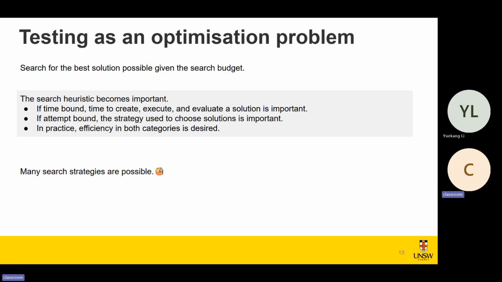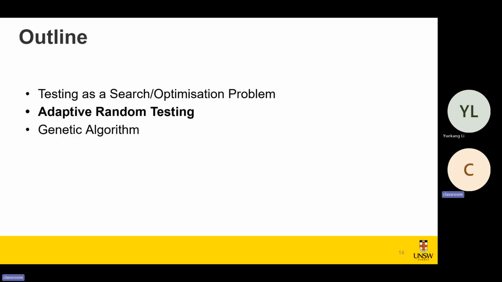So there are actually many searching strategies here that we can try out, and we are going to learn two of them today. So next we will learn a searching strategy called adaptive random testing. Let's think about the most naive or most simple form of searching, which is called random search.